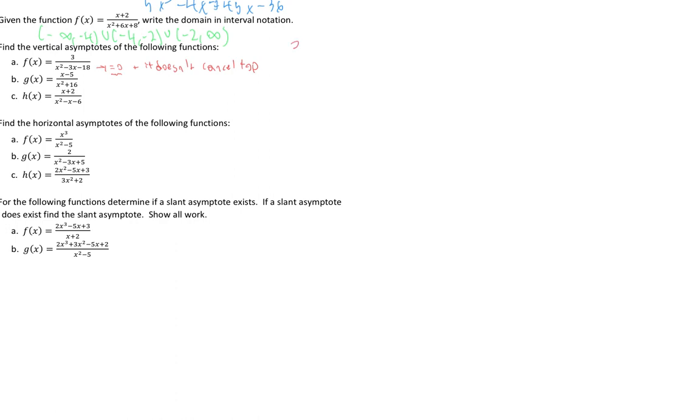So on this first one, we have 3 over x squared minus 3x minus 18. Well, let's go ahead and factor the bottom. So that should be x minus 6, x plus 3. Minus 6 times 3 is minus 18. Minus 6 plus 3 is minus 3. So it means that we'll have an asymptote at x equals 6 and x equals minus 3. And because it's just a 3 on top, neither of these factor.